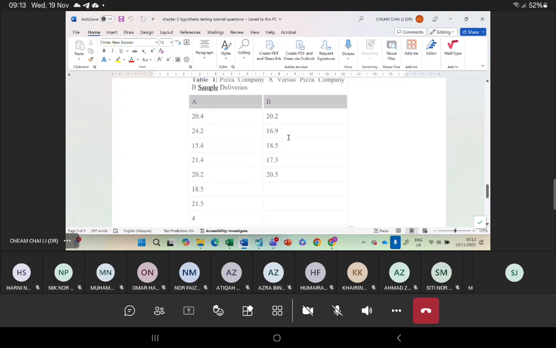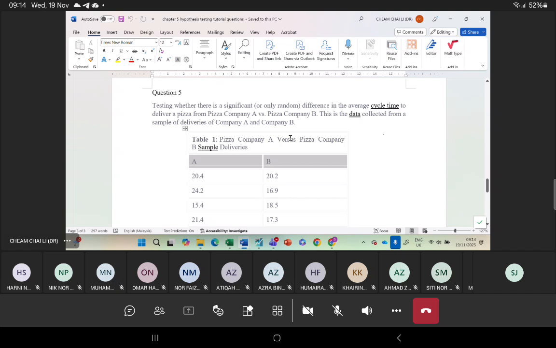So this is the data collected from the sample, untuk company A, company B, right? So what you need to investigate, that's whether there is a significant difference in the cycle time of pizza company A and B. Yeah, this one I let you to think, but you need soalan yang straightforward kan. You need to check apakah objective dia, what do you need to investigate, and then you check on the sample, ada berapa sampel. So apa jenis hipotesis yang paling sesuai untuk question ini. Ya. Bolehkah idea?